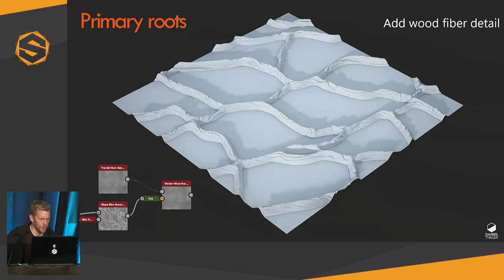And I also add some wood fiber detail. I use this fractal sum base node and set it to pretty noisy values. I'm using that inflated shape from before, so my noise will follow these blobby shapes that I have superimposed over my primary roots. And this is the final primary roots shape. It looks pretty weird and not that interesting, but I know I'm gonna blend the secondary roots and all sorts of, I don't wanna say crap, but crap on top of this. It's gonna make it look better, so don't worry.